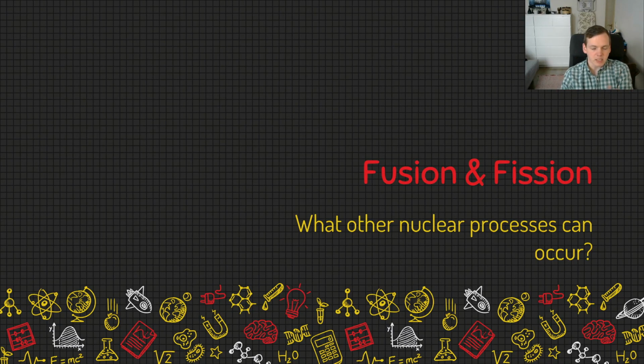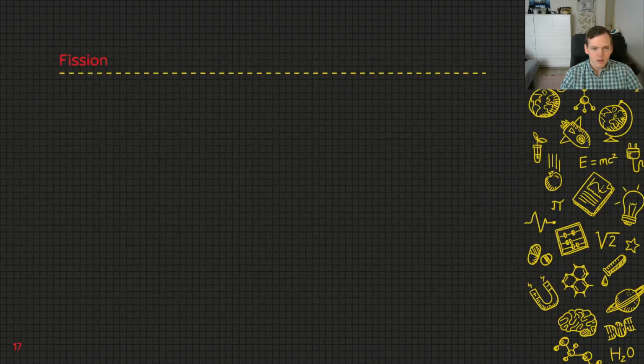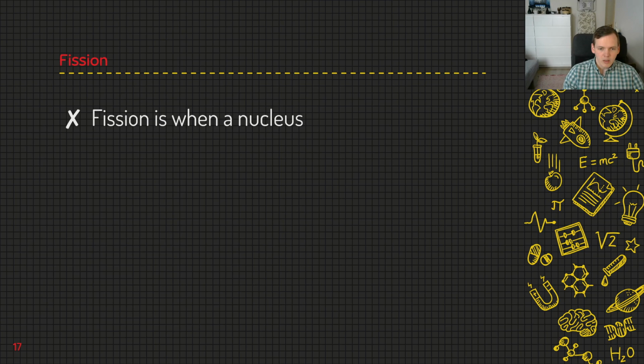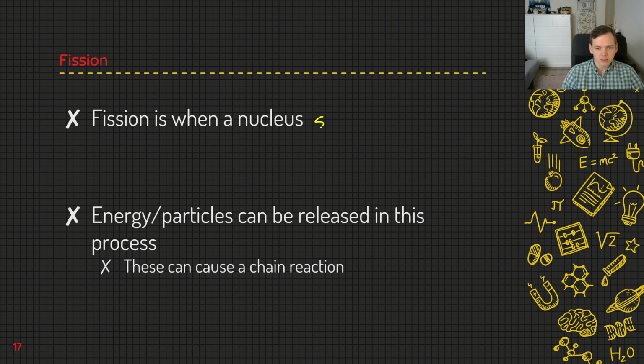In our last topic here, we want to talk about fusion and fission. So what happens when nuclei actually combine or split apart? Nuclear fission is where a nucleus splits into two smaller nuclei.